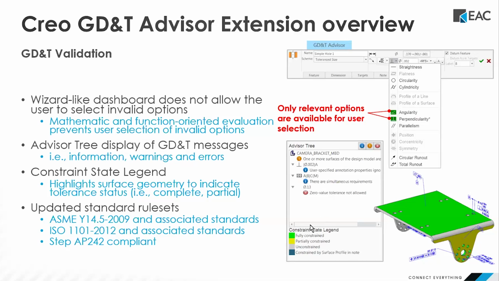And it'll show us, even in colors, things that are fully constrained. Partially constrained are yellow, unconstrained at all are gray, which is the default color typically for Creo. And then also we can constrain surfaces by a profile tolerance. So there's a lot of different feedback that we can get from GD&T Advisor to make sure that we're creating things correctly. In fact, when I pick on a surface or a hole, depending on the geometry I pick, it will tell me what type of GD&T tolerance to use.